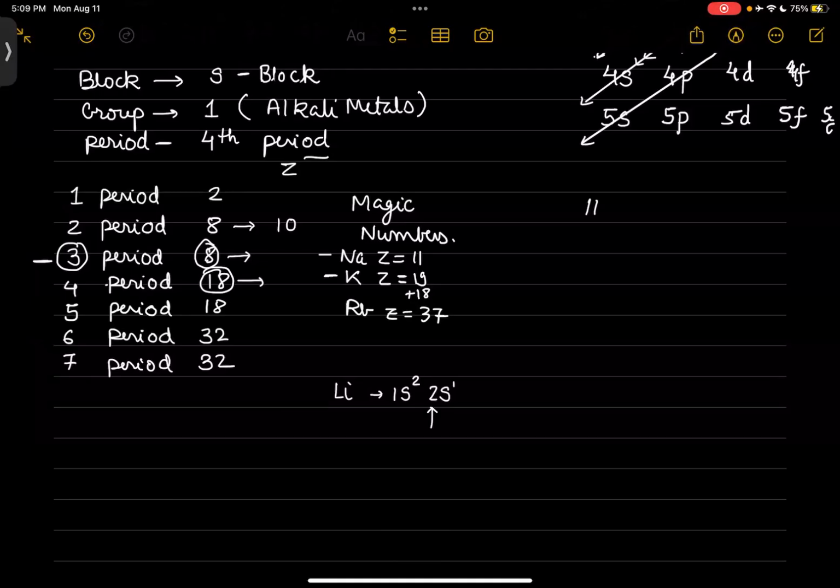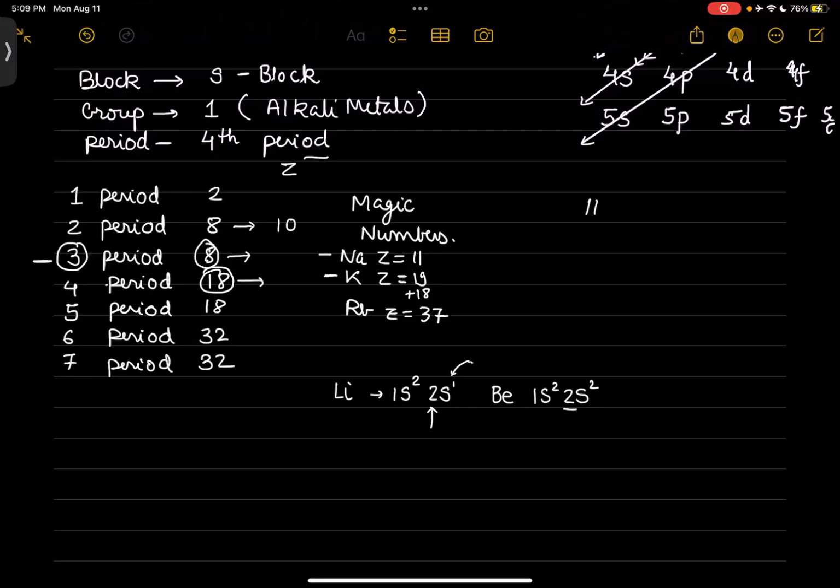S belonging to the S subshell, group 1. That we have discussed, right? Next is beryllium. Beryllium is 1s2 and 2s2. Now you need to put one more electron, which is going to be put into 2s, right? So these are two S block elements from the second period.